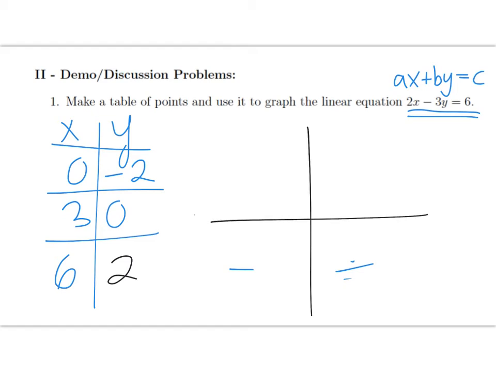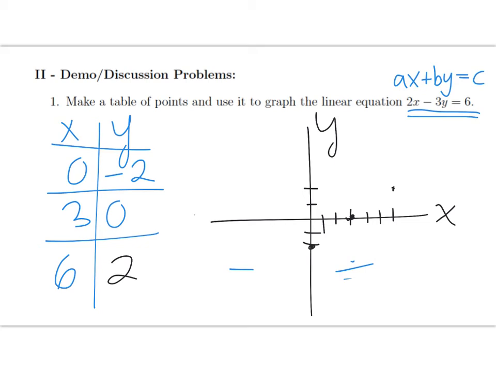When x is 0, y is negative 2. Again, that's the y-intercept. And when x is 3, y is 0. That's the x-intercept. And what's nice, well, let's plot the next point first. We have 6, 2.